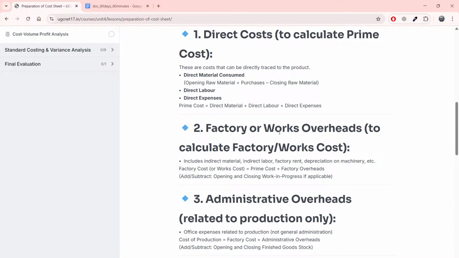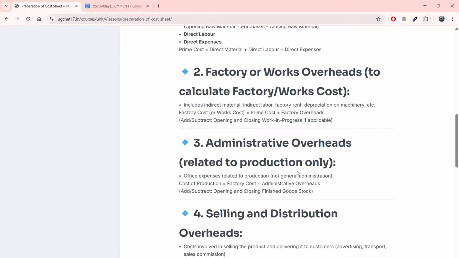Then comes factory or work overheads, to calculate work cost or factory cost: indirect material, indirect labor, factory rent, depreciation, machinery, etc. Prime cost plus factory overheads. Then comes administrative overheads related to production only, office expenses related to production, not general administration. Factory cost adjusts for opening and closing stock of finished goods.